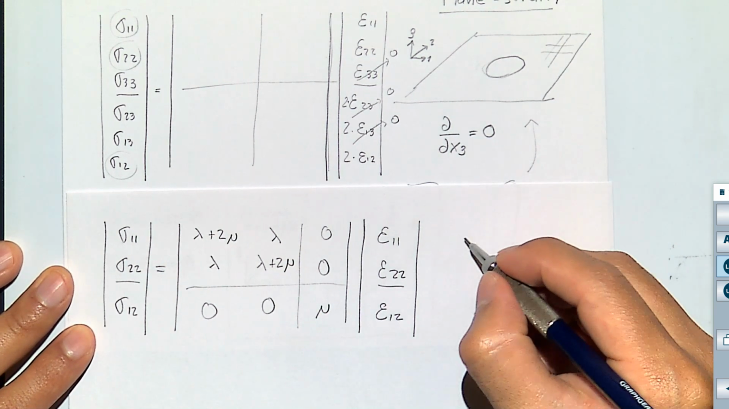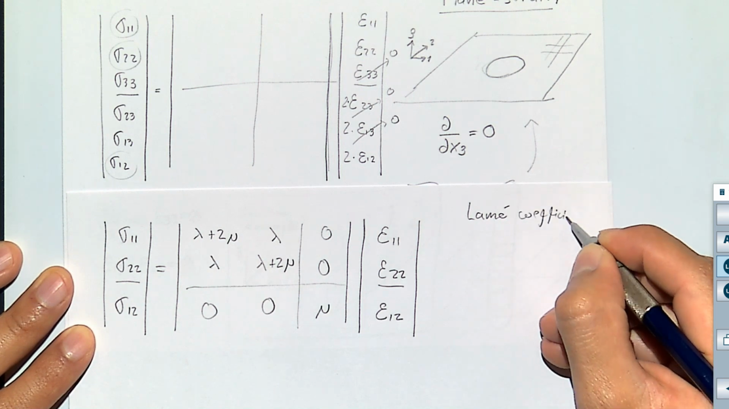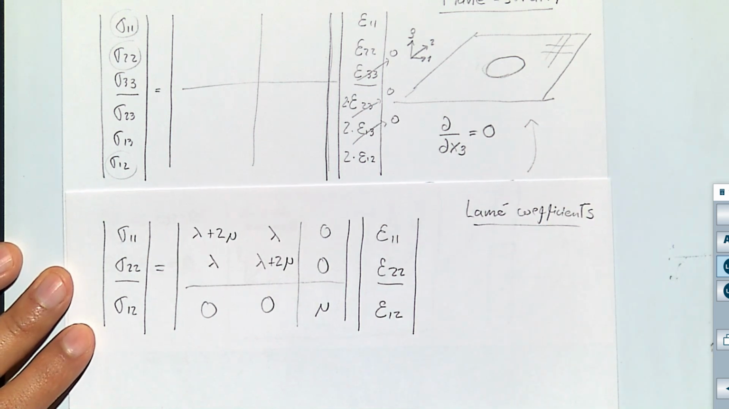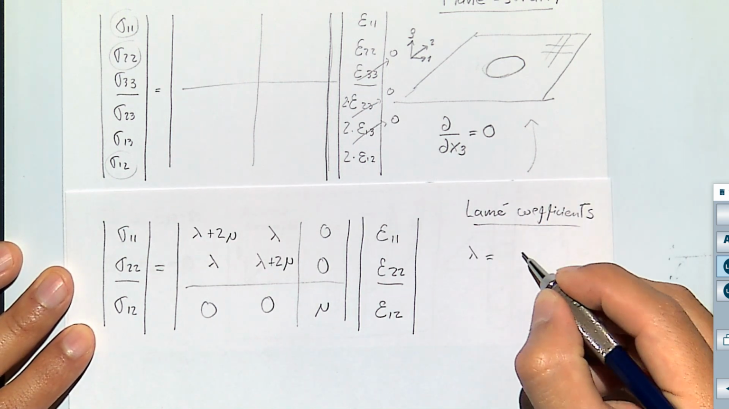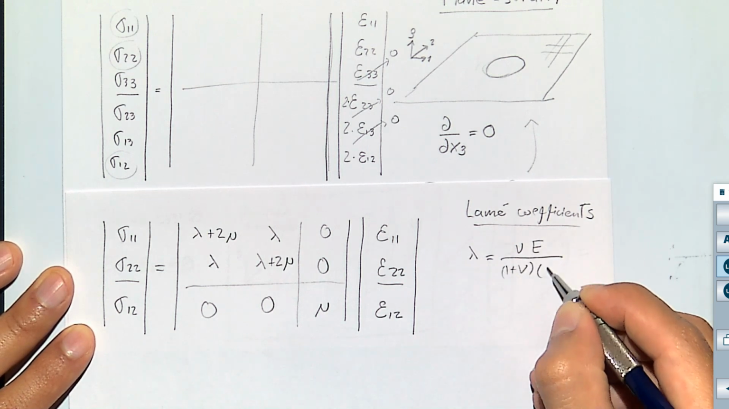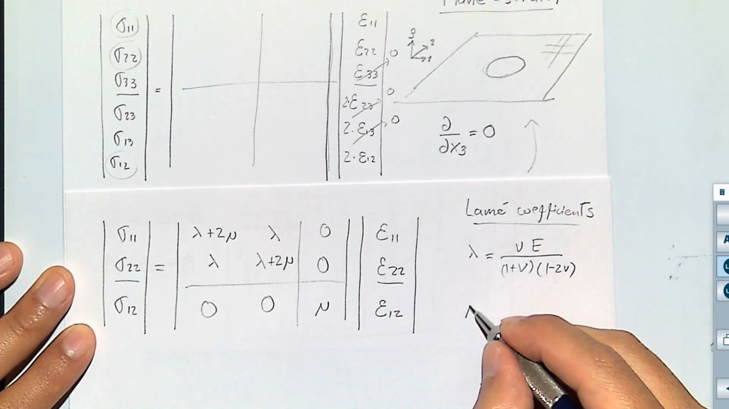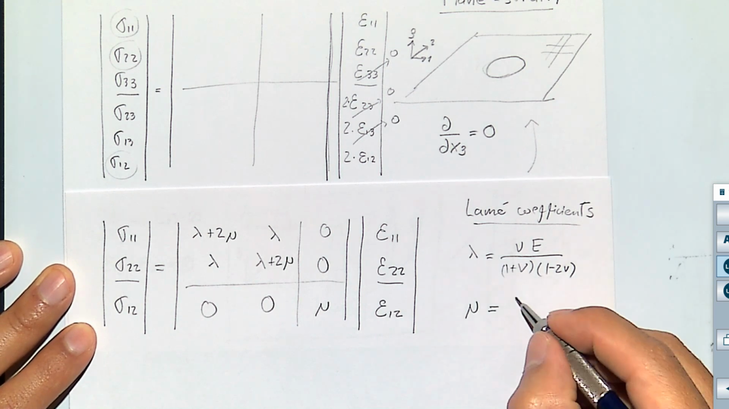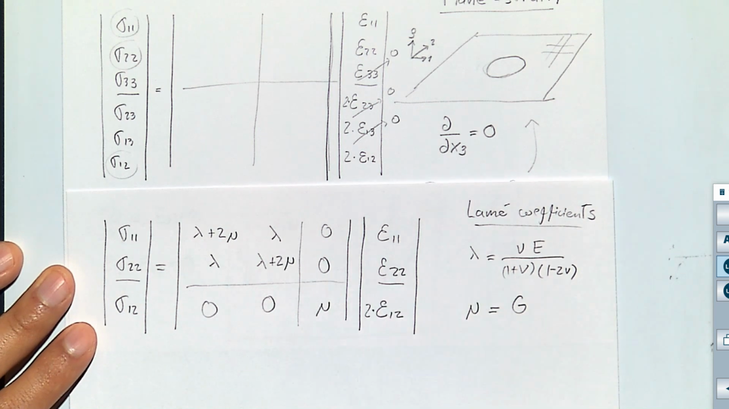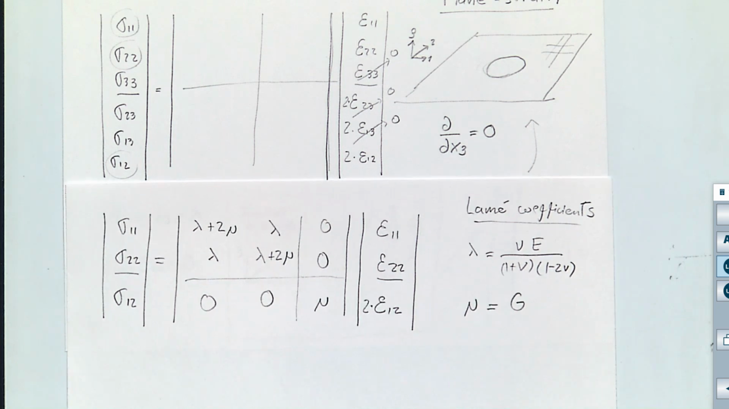Where this is written in terms of the Lamé coefficients, just a shorter way to write the stiffness matrix, where lambda is Poisson ratio times shear modulus over 1 plus Poisson ratio times 1 minus 2 times the Poisson ratio, and the second Lamé coefficient is mu, is just the shear modulus. Oh, I'm missing something. I'm missing number 2 over here. All right, this is exactly the same thing.